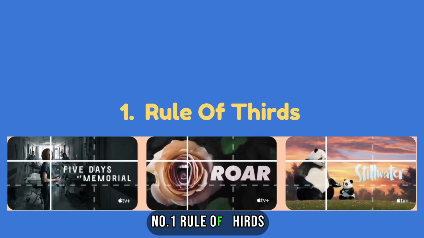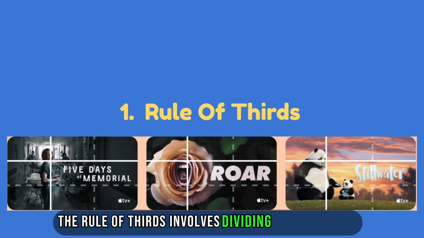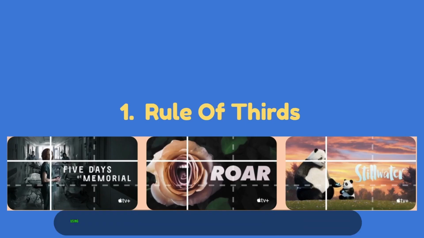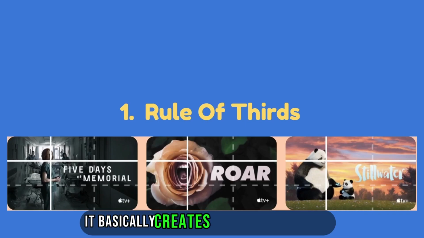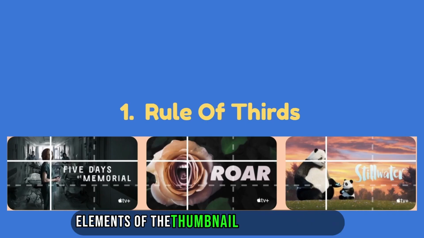Number 1, rule of thirds. The rule of thirds involves dividing the thumbnail into 9 equal parts using 2 horizontal lines and 2 vertical lines. All this does, it basically creates a grid where the key elements of the thumbnail should be placed along the intersections or along the lines.